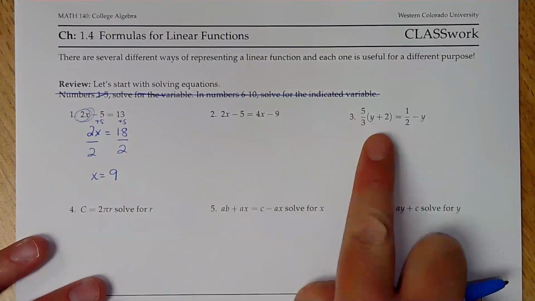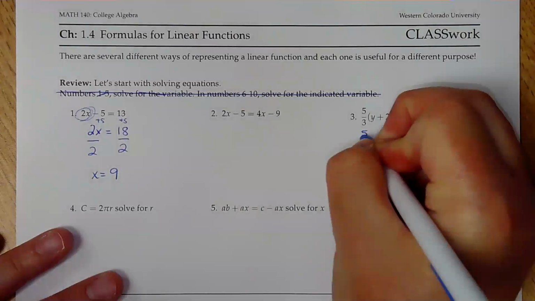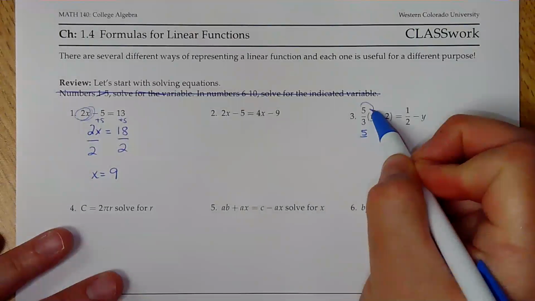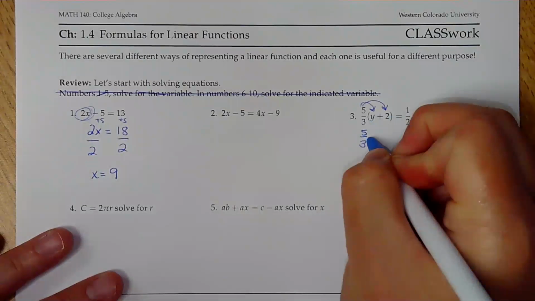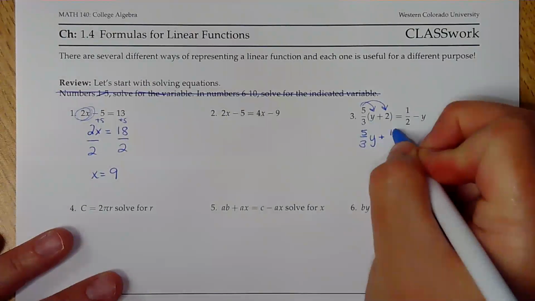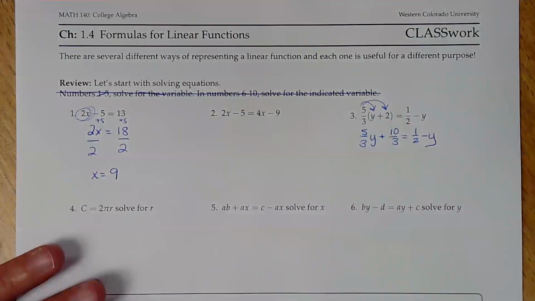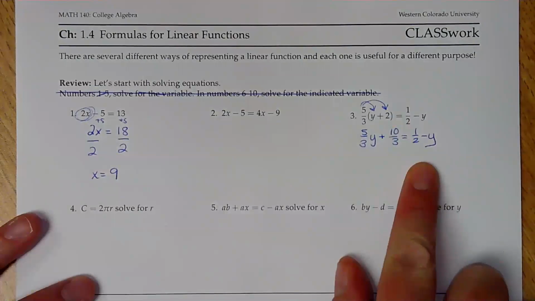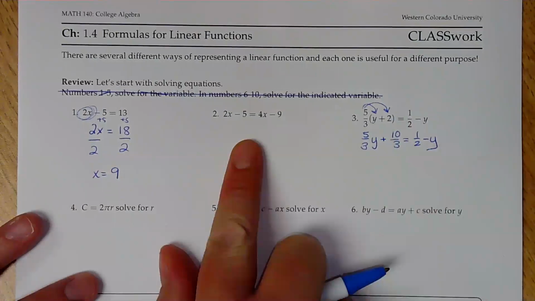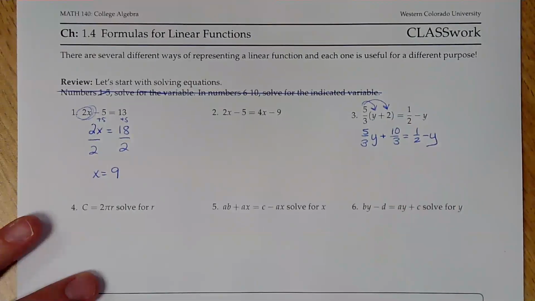But before you do this one, there are a couple of different ways of tackling it. What I would recommend is probably just distributing this 5/3 to both of these terms in the parentheses. So you'd have 5/3 y plus 5/3 times 2. That gives you 10/3 equals 1/2 minus y. Then you can go ahead and solve for y. So take a second, pause the video, and try solving for x here and solving for y there. Okay, hopefully you gave that a try.